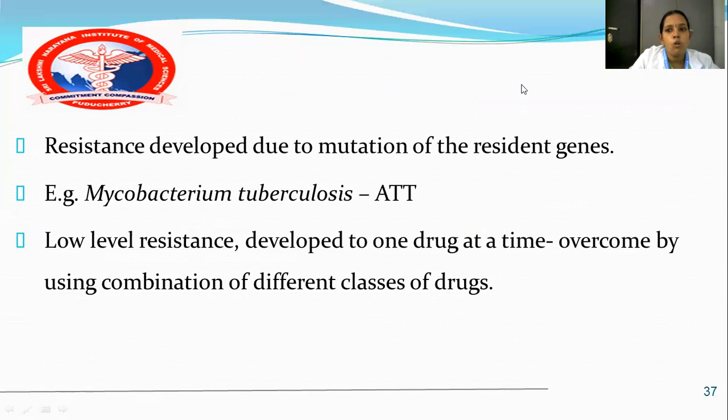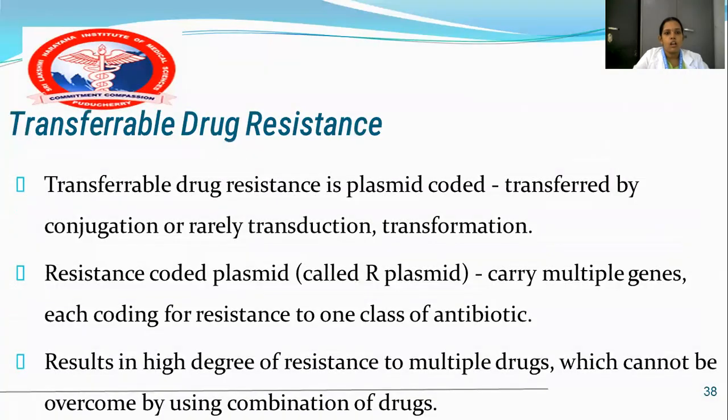Here, low-level resistance develops to one drug at a time, which is overcome by using a combination of different classes of drugs. What is transferable drug resistance? It is plasmid coded, transferred by conjugation or rarely transduction or transformation. The resistance plasmid carries multiple genes, each coding for resistance to one class of antibiotic, and it results in a high degree of resistance to multiple drugs, which cannot be overcome by using a combination of drugs.